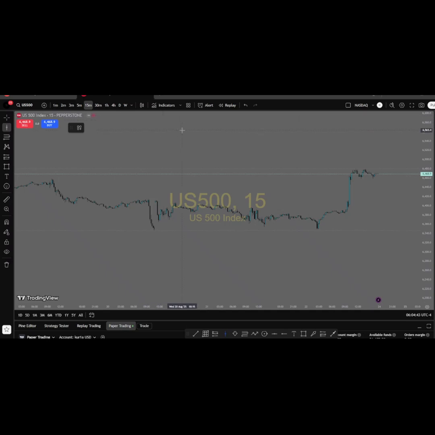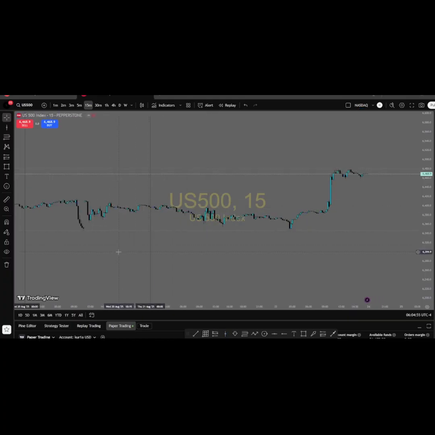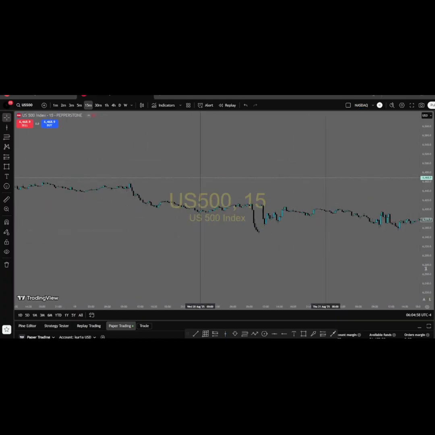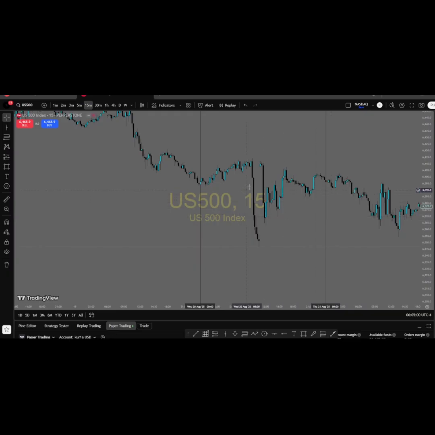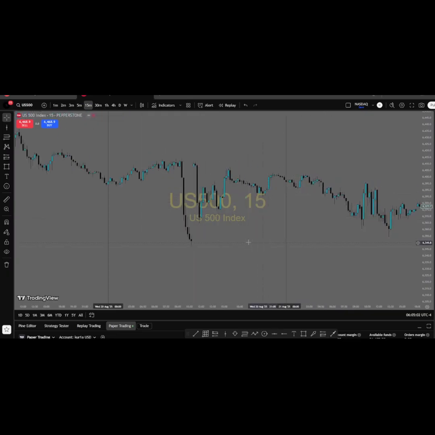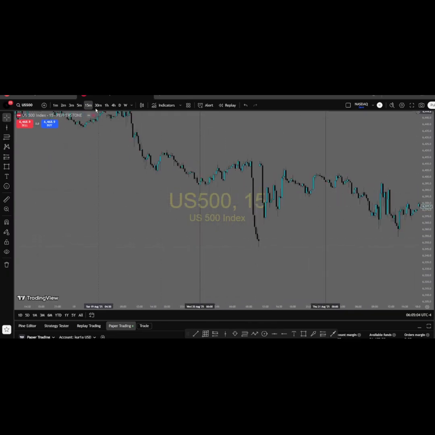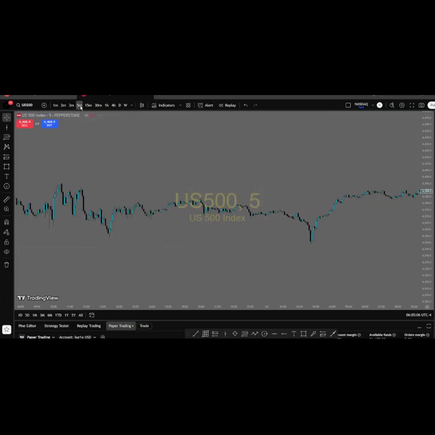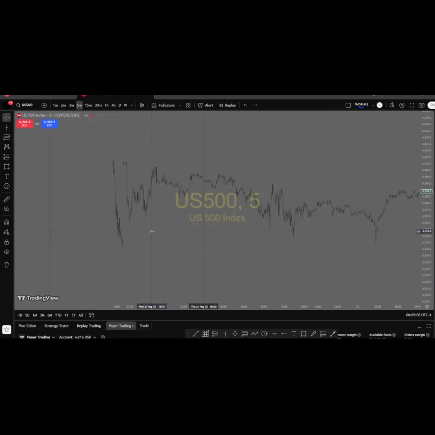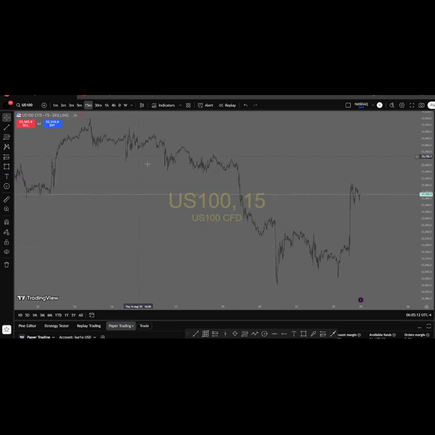Okay, I'll just mark the midnight open right there. On the 15 minutes we have a huge gap right here, so I don't know how I will analyze that. On the 15 minute it's looking a bit shady. That does not look really good.